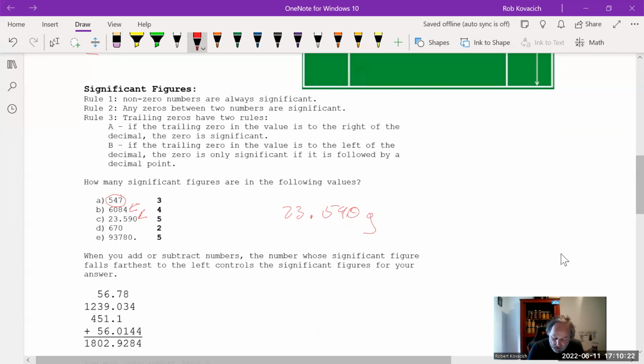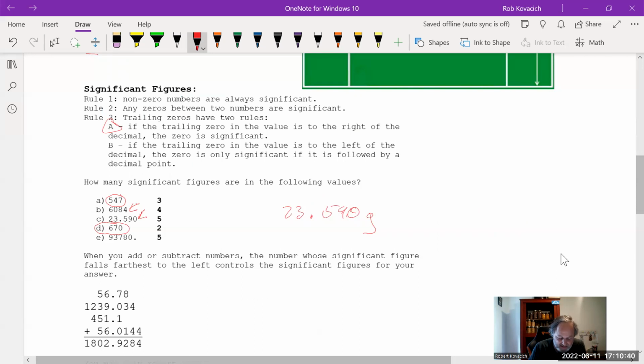So this has five significant figures. So this is A for rule three. It's on the right of the decimal place, and it's showing you that that zero is important. So this is rule B. This only has two significant figures.